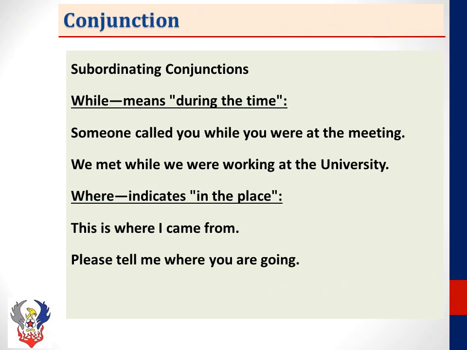Subordinating conjunctions. While. It means during the time, example. Someone called you while you were at the meeting. We met while we were working at the university. Where. Where indicates in the place, example. This is where I came from. Please tell me where you are going.